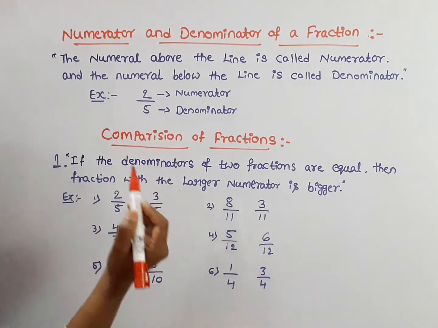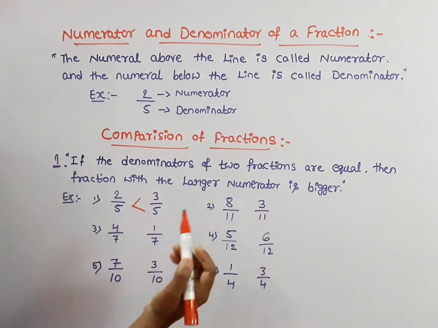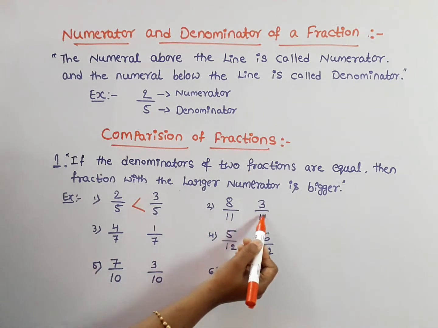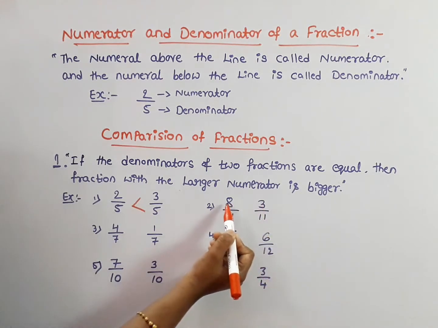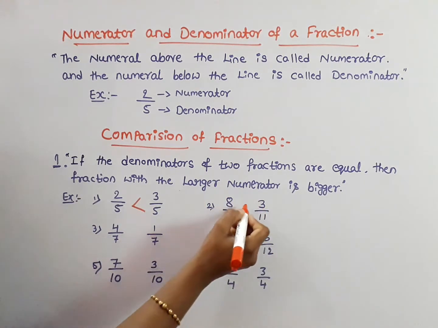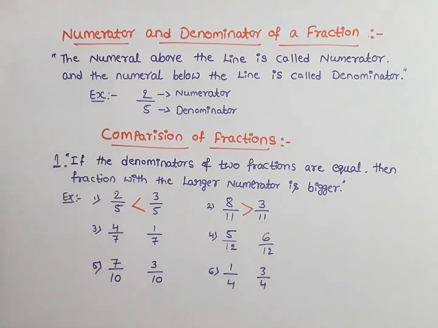Then second example, compare 8 by 11 and 3 by 11. So here denominators are equal. Compare the numerator. Here 8 is there, here 3 is there. So which one is bigger? 8 is bigger. So 8 by 11 is a bigger fraction.